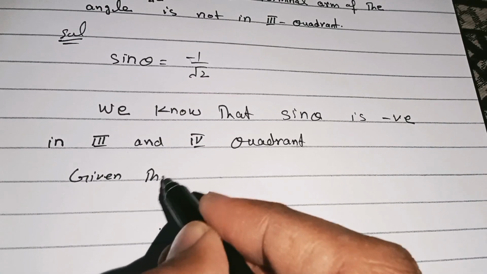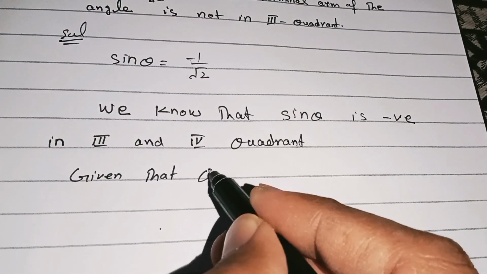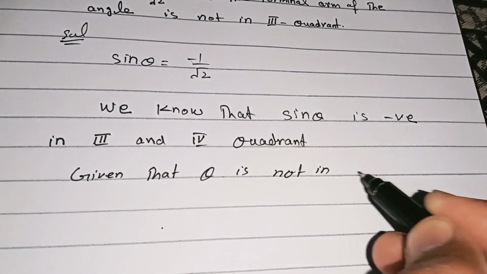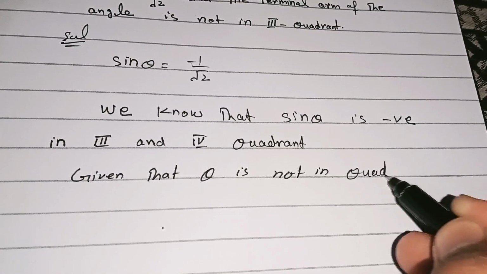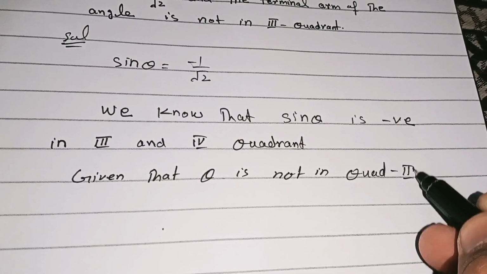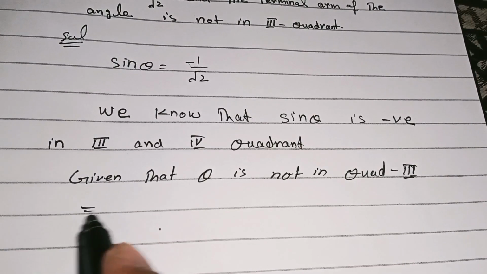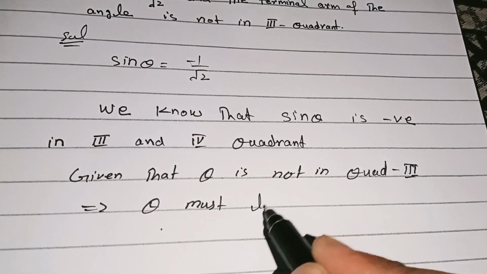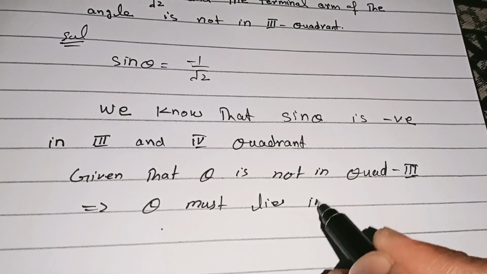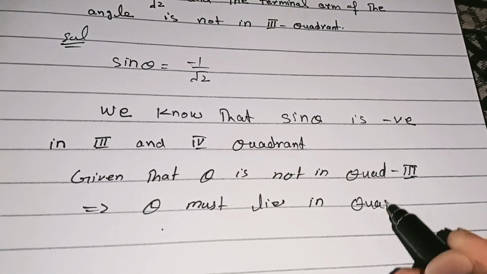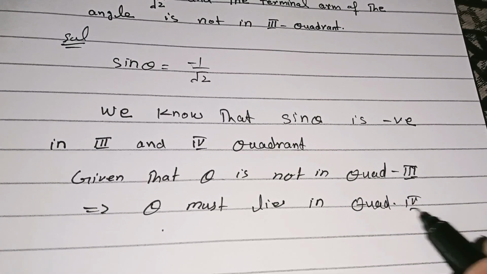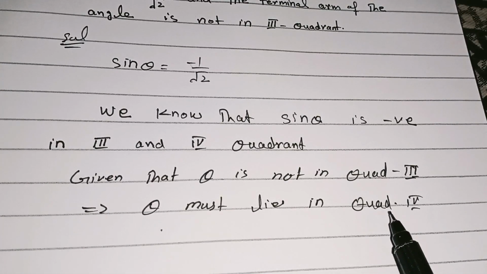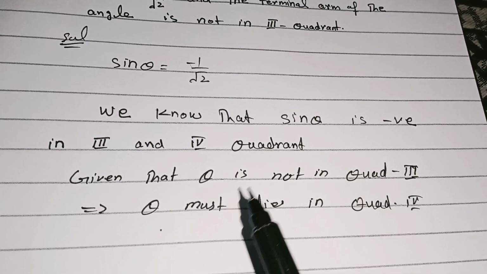Given that theta is not in quadrant third, this implies that theta must lie in quadrant 4. Now we use the sign of trigonometric function according to fourth quadrant.